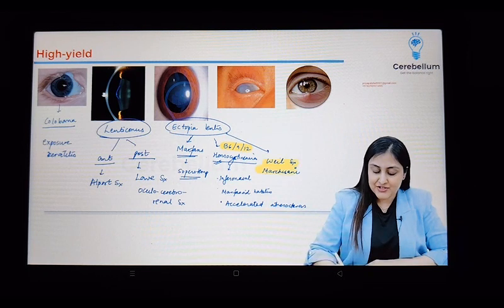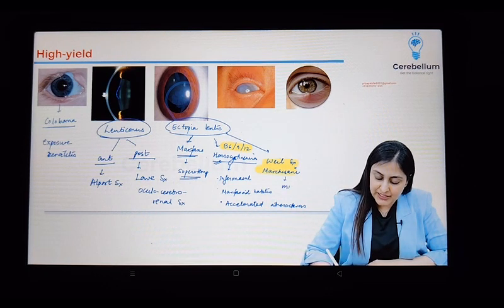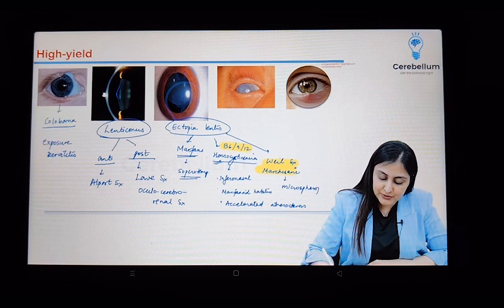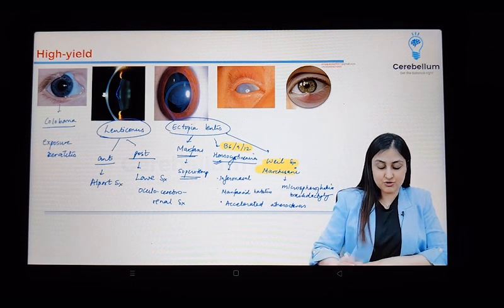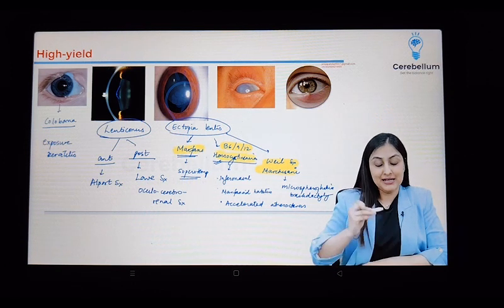Weil-Marchesani syndrome, what they're going to mention is microspherophakia. So microspherophakia would be mentioned. In addition, brachydactyly, short fingers, can also be given here. So these are the three syndromes that you want to remember with ectopia lentis.